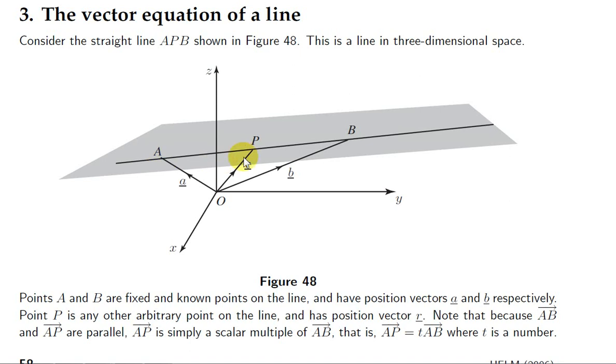Here we have the straight line APB. Points A and B are given points on the line, so any two points will fully specify a line. Point P is an arbitrary point on the line. Its position vector is R.